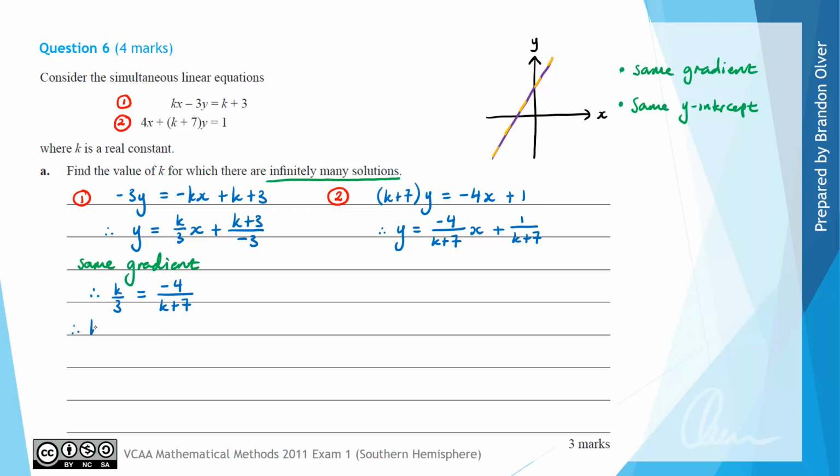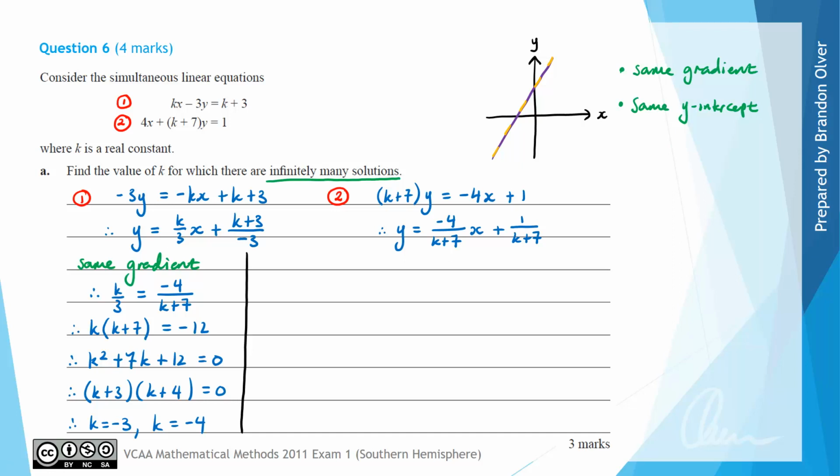Rearranging that gives k times k plus 7 is equal to negative 12. Therefore k squared plus 7k plus 12 is equal to 0. We've identified we're now solving a quadratic equation. Factorising that gives k plus 3 times k plus 4 is equal to 0, and to do that we look for the factors of 12 that add up to 7. The null factor law says that k equals negative 3 or k equals negative 4 are solutions to that equation. And now we need to consider having the same y-intercept.